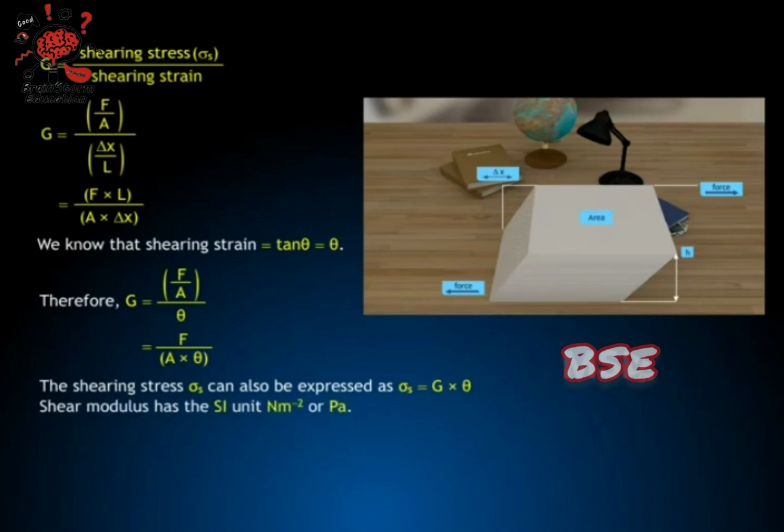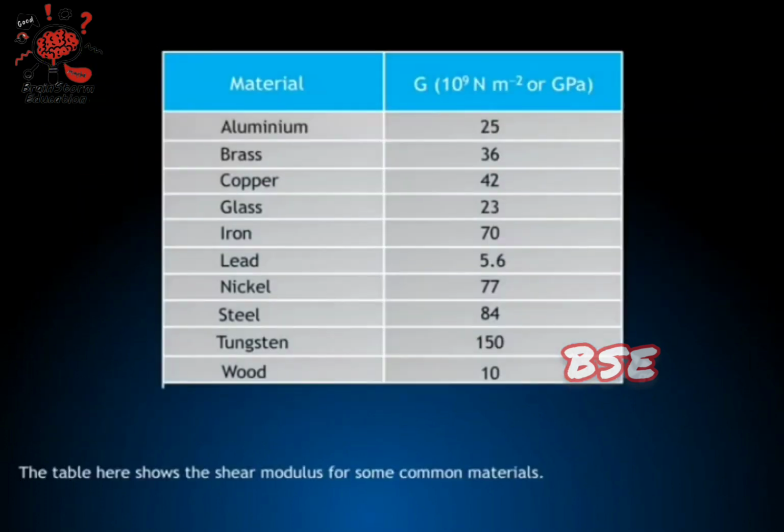Shear modulus has the SI unit Newton per square meter, or Pascal. For most materials, the shear modulus G is almost equal to Y by 3. The table here shows the shear modulus for some common materials.